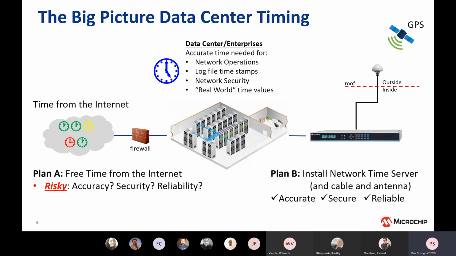And to get the time, it needs to get the time from GPS or the GNSS satellite constellation. And so you run an antenna outside. That antenna is about the size of a small coffee cup. And you have a cable that goes from the Sync server out to that antenna, and the antenna's on the roof somewhere.